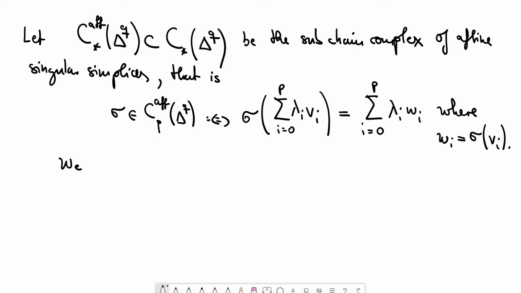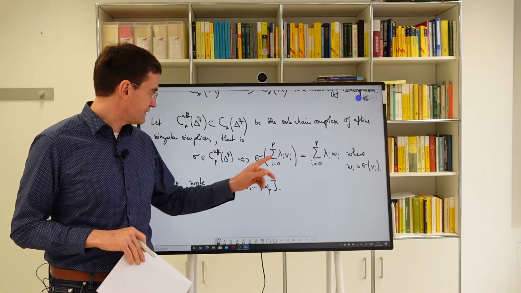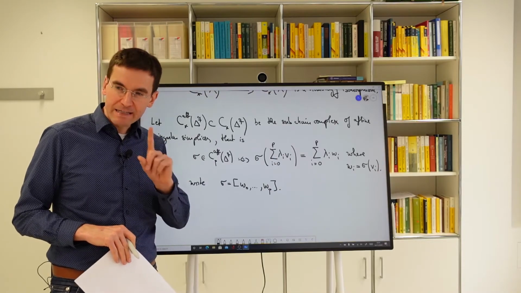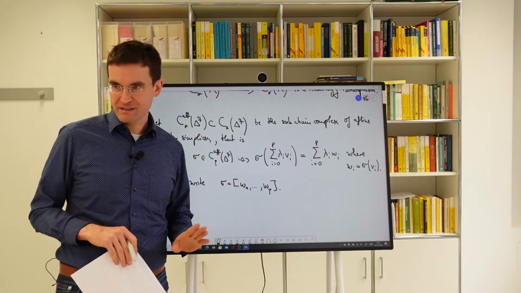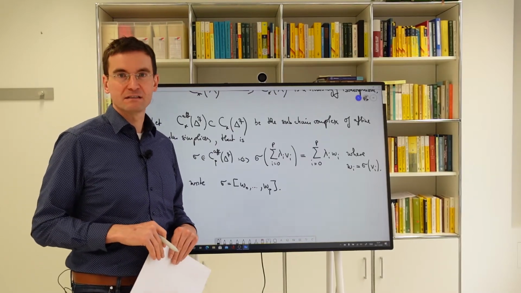And by a slight abuse of notation, we will write for such a sigma, bracket W_0 up to W_P, indicating that sigma is completely determined by saying where the images of the V_i are. And it's a slight abuse of notation because we had that notation also for the standard simplex, and now it's a notation for a map, but I don't think it will create confusion.